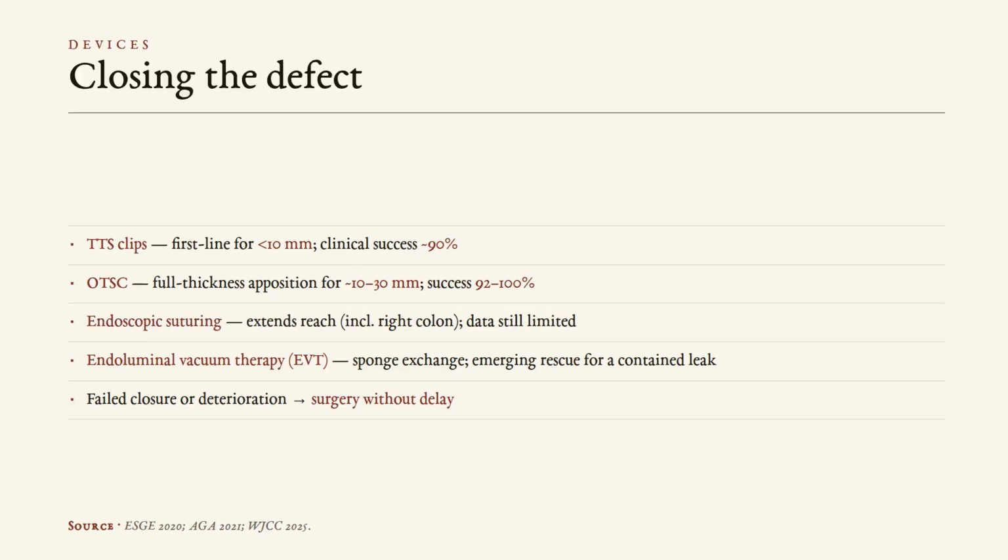Endoscopic suturing extends our reach, including to the right colon, though data remain limited. And endoluminal vacuum therapy, a sponge exchanged every few days, is an emerging rescue option for a contained leak. If closure fails or the patient deteriorates, refer for surgery without delay.